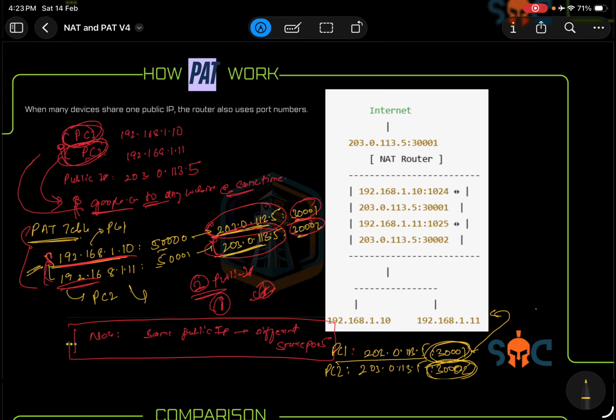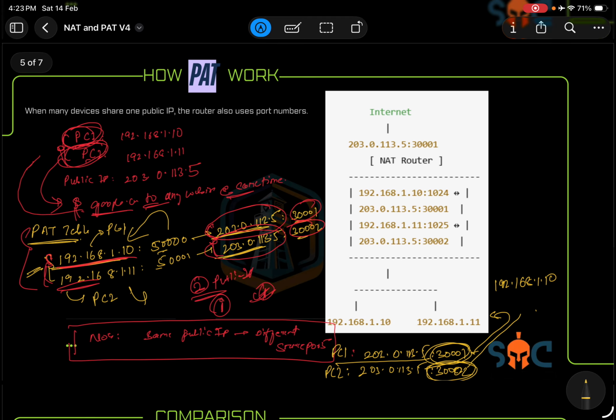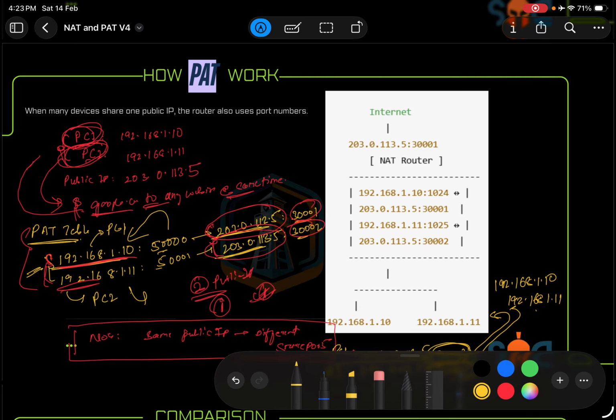So if you see, this is being assigned with this private IP, that is 192.168.1.10, and the other one is being assigned with 192.168.1.11. Okay, so that's how the router actually differentiates between the sessions. Got it?